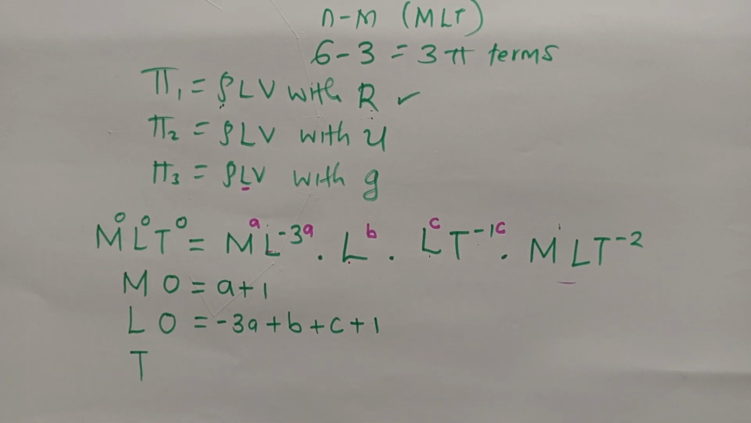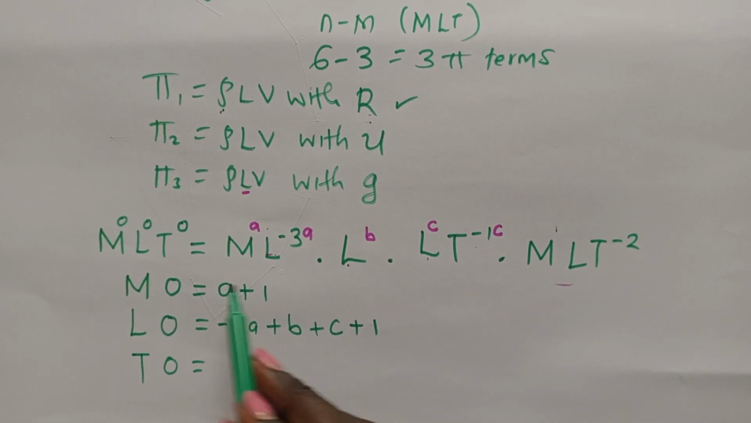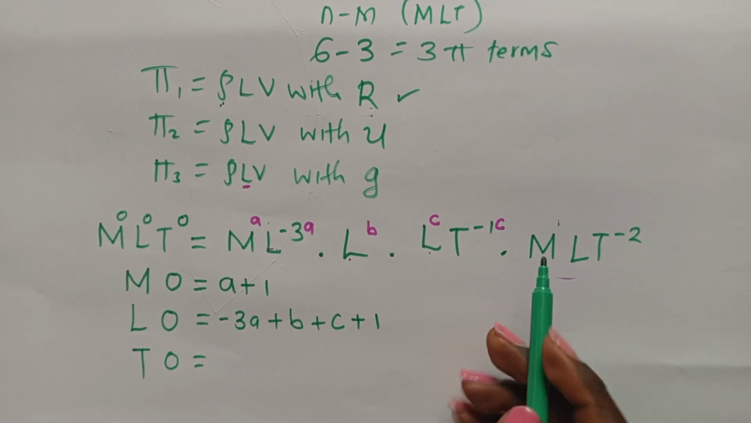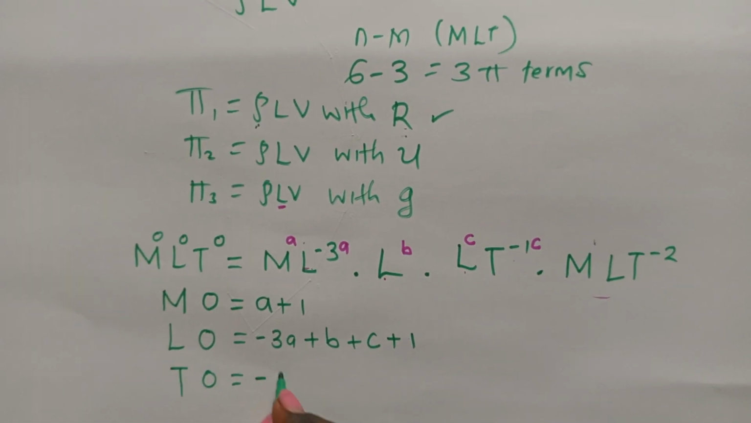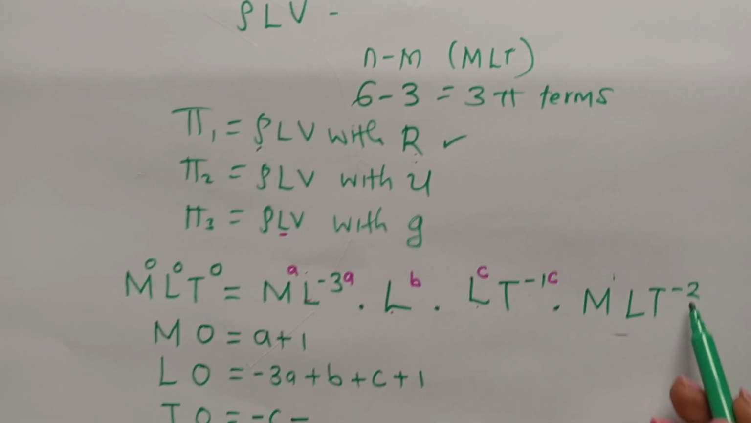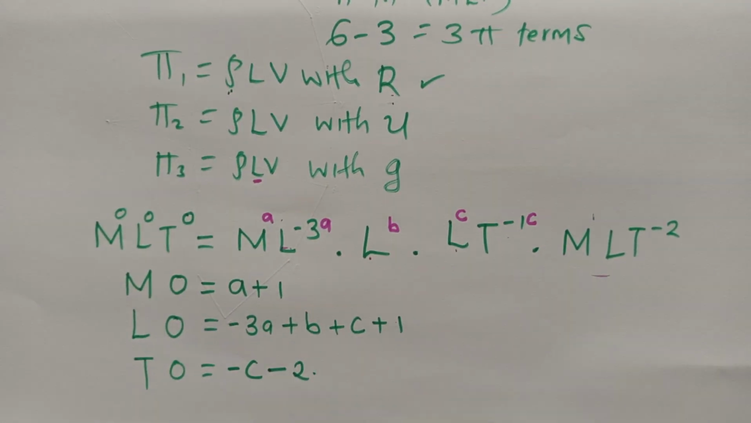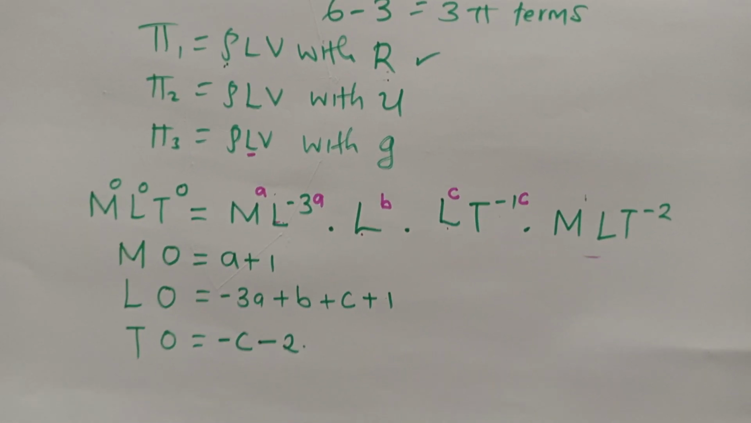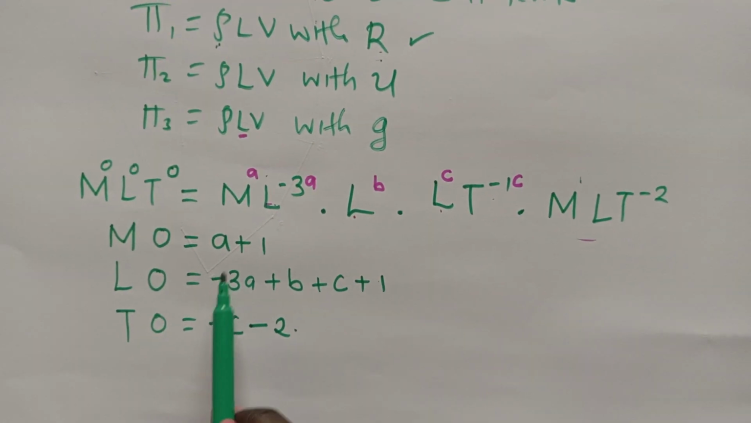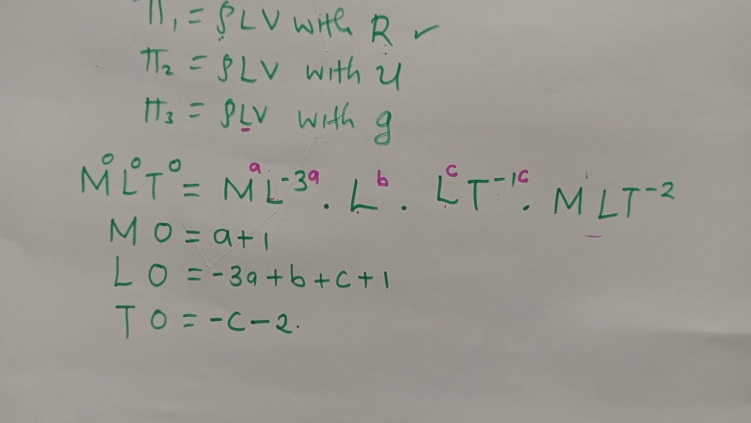Next is T. T is 0 is equal to, how many T are here? We have, this was T raised to 1, and we're putting negative C. So I can simply write it as negative C minus, this is power of negative 2. So I hope that you have got that correctly. Now we have 3 unknown letters here, the A, B, and C. So let's identify each and every one of them.